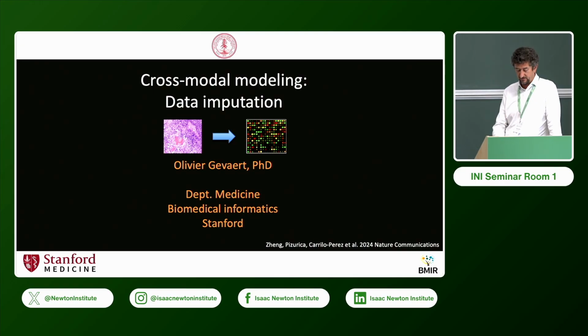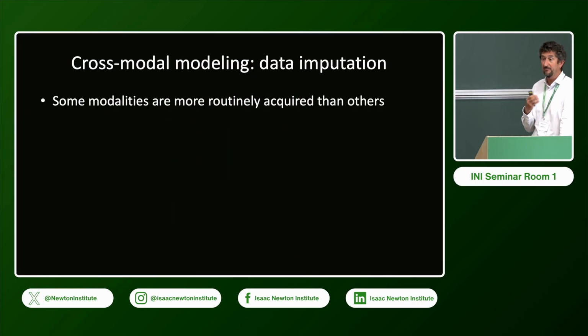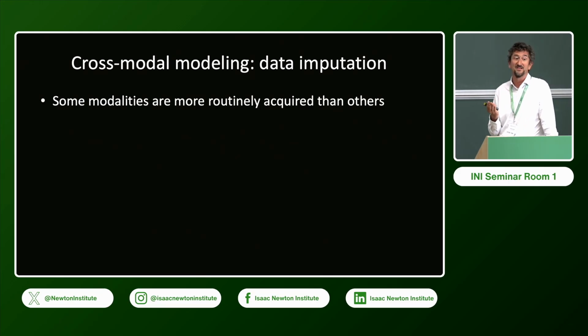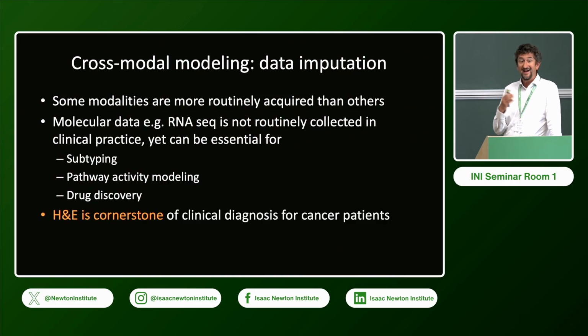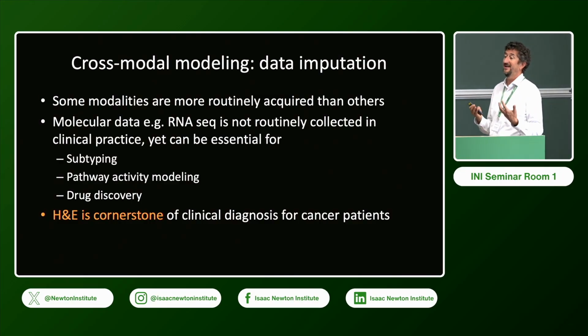So first, I'm going to talk about what we call cross-modal modeling, because I already mentioned that we don't always have all modalities for all patients. We often have missing data. Also, some modalities are more routinely acquired than others. Digital pathology and radiology are routinely used to monitor cancer patients, but RNA sequencing, for example, is not. Whereas it's important for subtyping. We can use it for drug discovery. We can get pathway activities from these profiles. At the same time, an H&E whole slide image is the cornerstone of diagnosis in cancer patients.